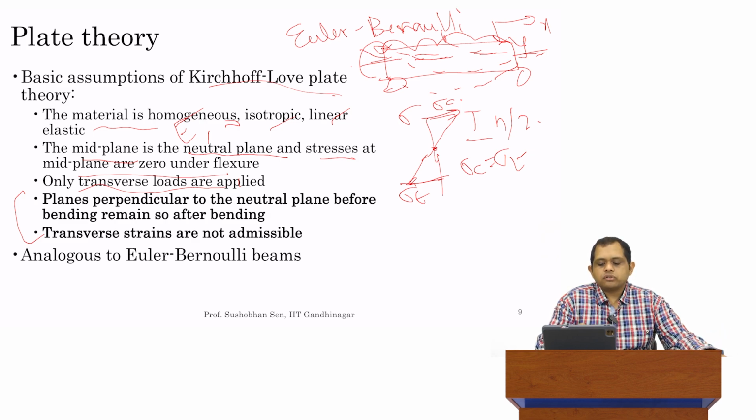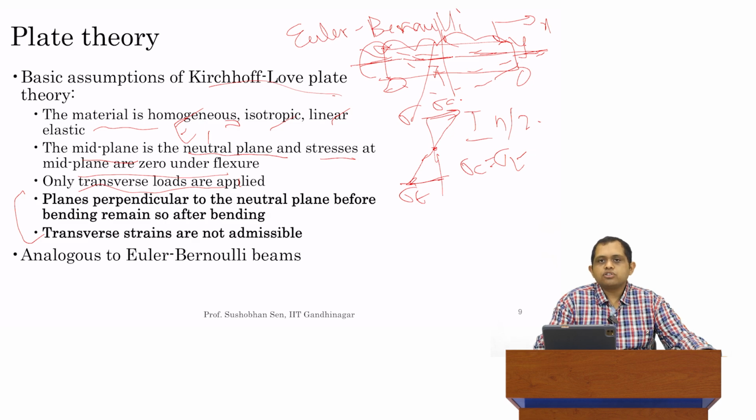The assumption is as follows. Planes perpendicular to the neutral plane before bending remain perpendicular after bending. Okay, so let's look again at this Euler-Bernoulli beam diagram, which I drew over here. Before bending, I had this neutral axis. And if I draw a plane over here, which is perpendicular to it, so this plane before bending is perpendicular to the neutral axis. Now, after the beam has undergone bending, if I sketch out the location of this plane again, it is still going to be perpendicular to the deformed shape of the neutral axis. This is a basic assumption which we make.